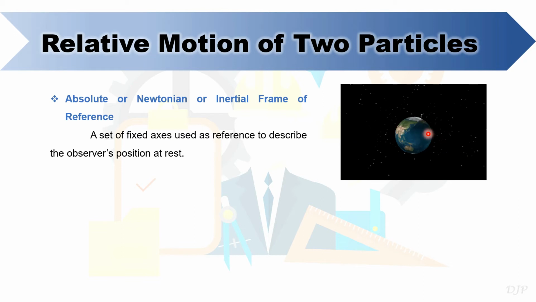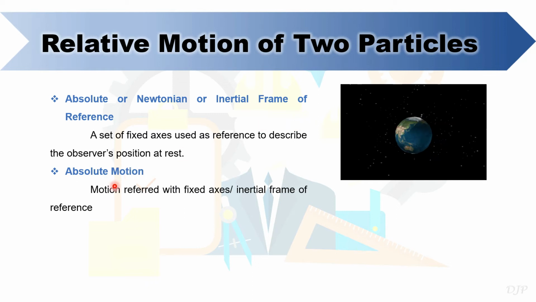For the different types of motion that we have covered so far, we considered any reference to be a fixed reference when it is at rest on the ground or is not moving relative to the Earth. Motion referred with such reference is what we call absolute motion. In fact, all our previous lectures are under absolute motion.